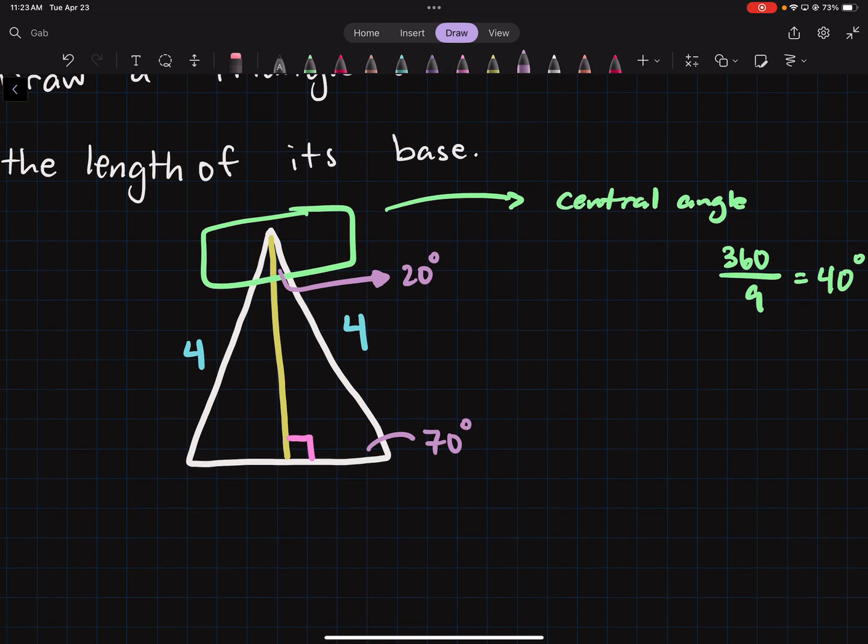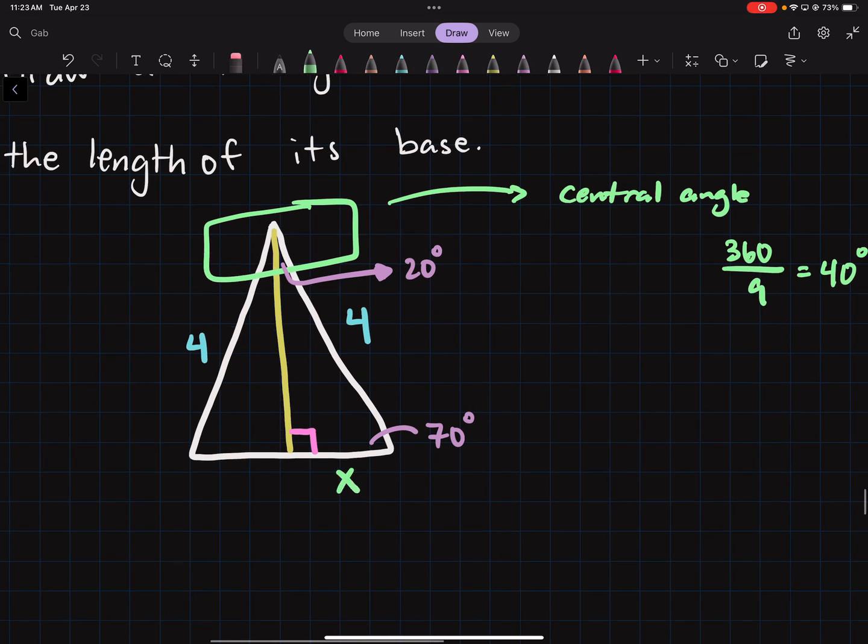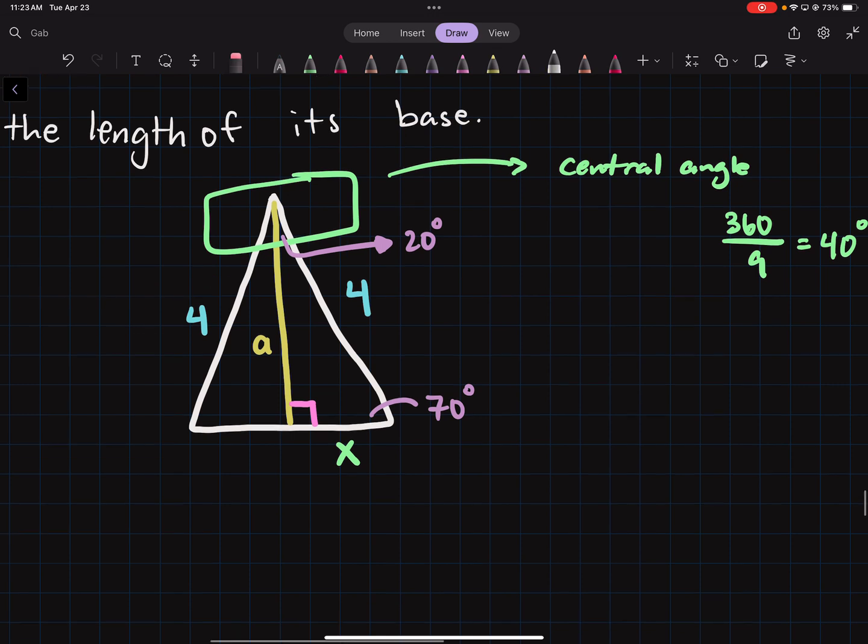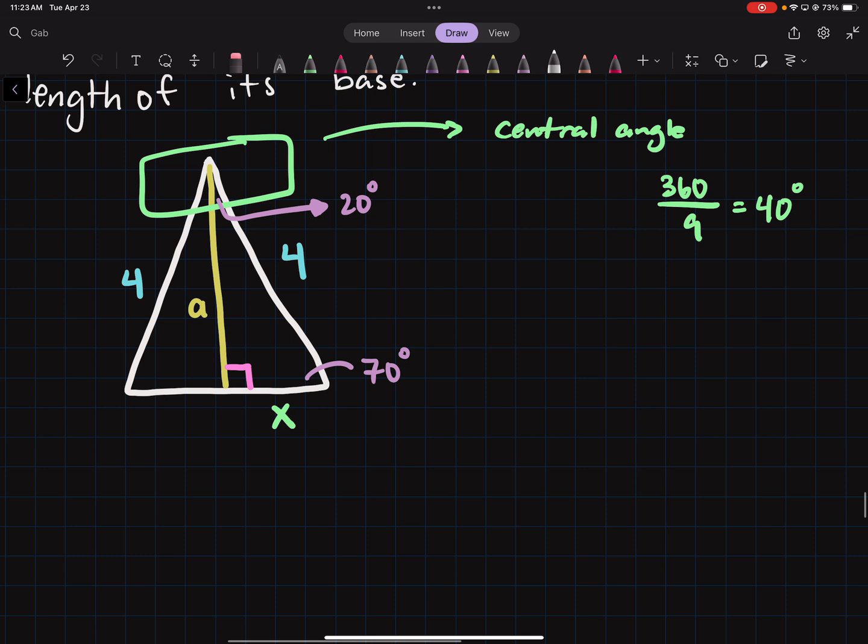Okay. Got the 20, got the 70. I will label this as X. And the height as what? The height? 90. Oh, wait, height. What's the yellow line? Okay, so you need to find A and you need to find X, right? X is 2. Wait, no, it's not. How do you find them? I don't know. Which one do you guys want to find first? X.